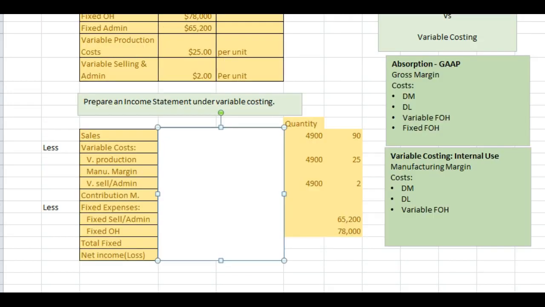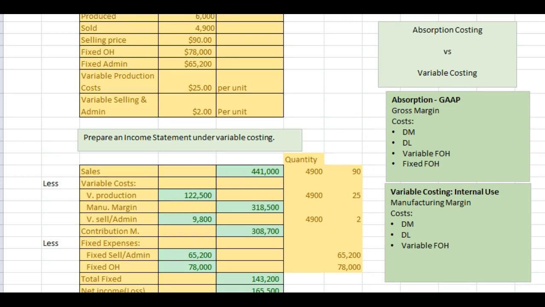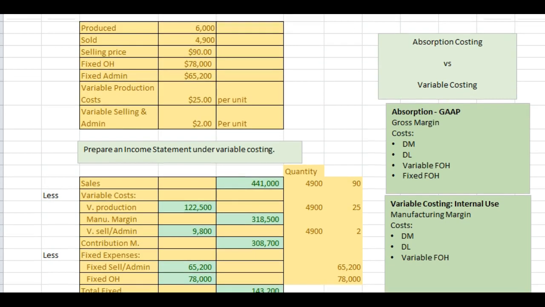Now, if we move on and look at a variable income statement, let's move this out of the way just so you can see it all at once. So the information is at the top. We sold 4,900. We had variable costs of $25 a unit, and we had variable selling costs. Remember, we're going to put those in the upper part of this income statement now. So our sales are $441,000, which is 4,900 times 90. Our variable costs are 4,900 times 25.